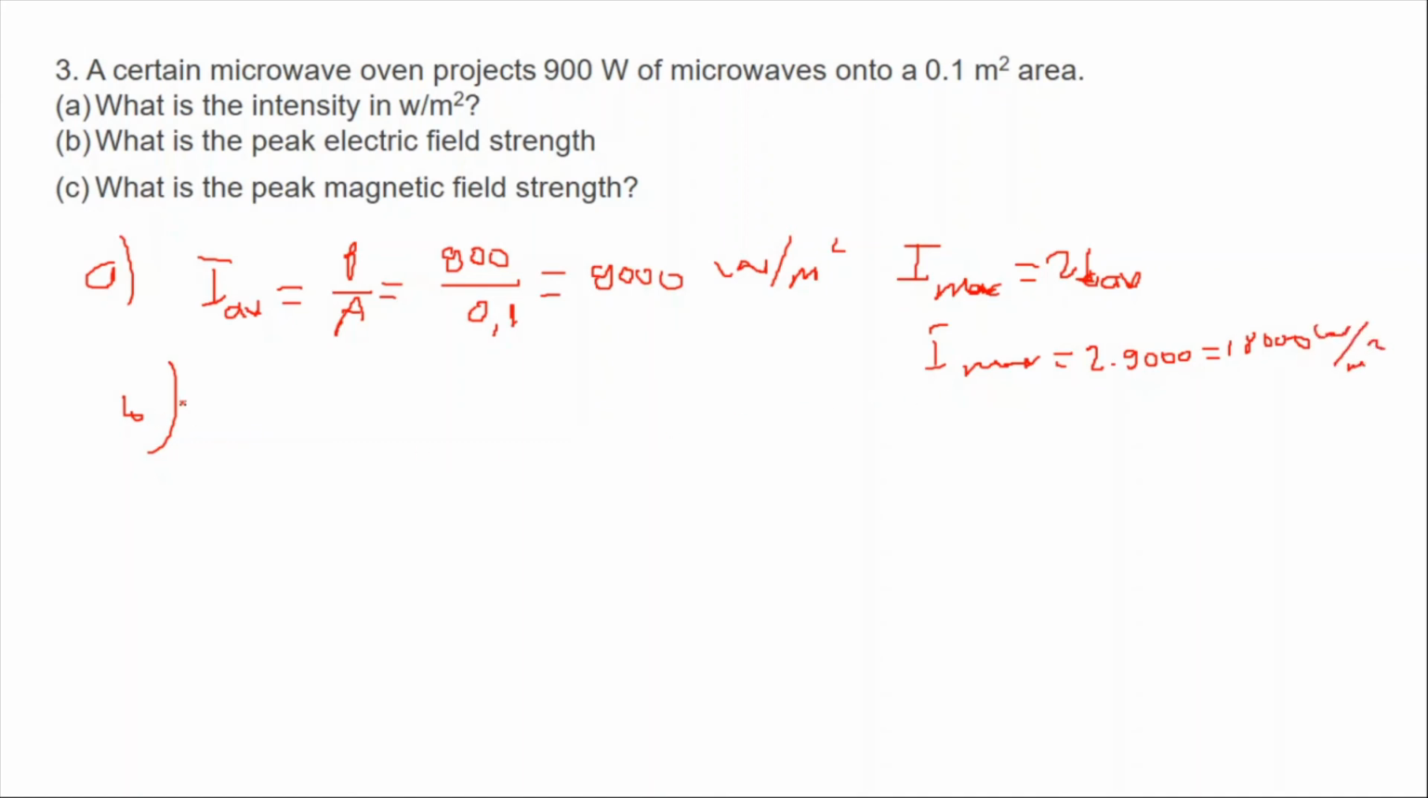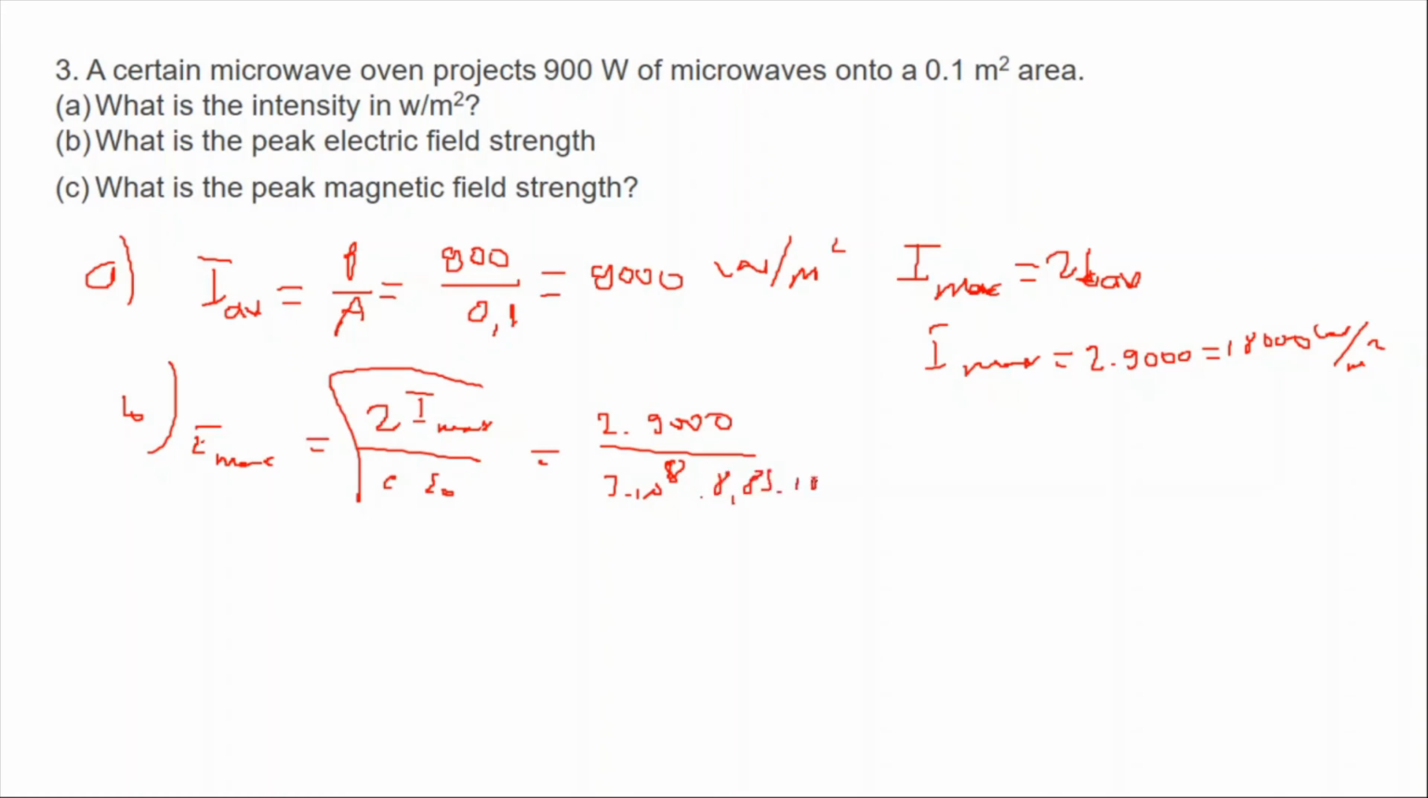Okay, so let's find the maximum value of the electric field. E max will be equal to the square root of 2 times the maximum intensity divided by C times epsilon 0. This is going to give us the square root of 2 times 9,000 divided by 3 times 10 to the 8 times epsilon 0, which is 8.85 times 10 to the negative 12. Calculating this value, we get approximately 26 times 10 to the 2 volts per meter. This is the value of the electric field.